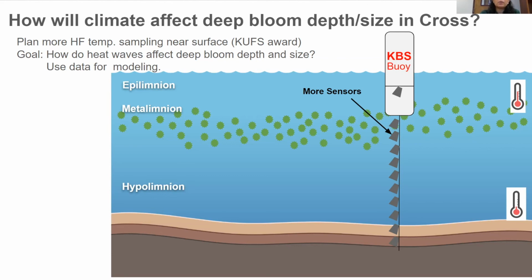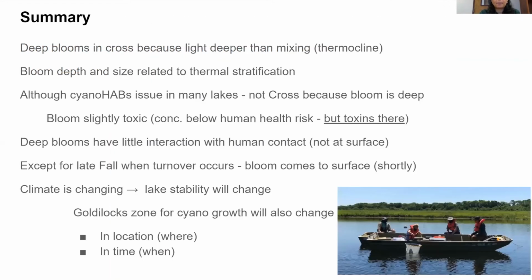So if we can increase the resolution of the water temperature, it will help us to forecast the impact of the heat wave. And also I can use this data for modeling, using the 1D model to predict the behavior of the lake. So I'm going to summarize everything.